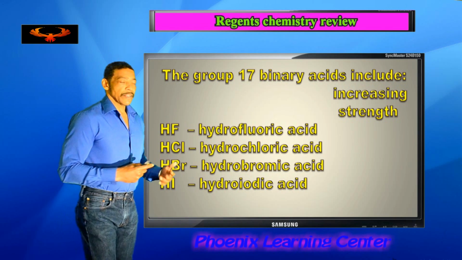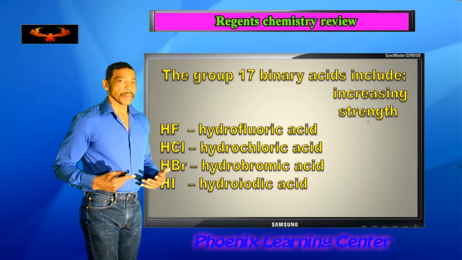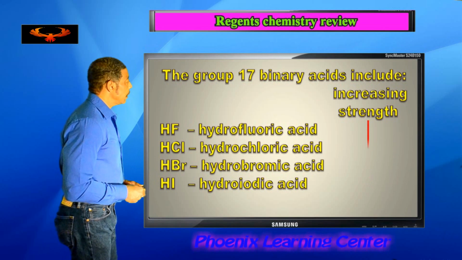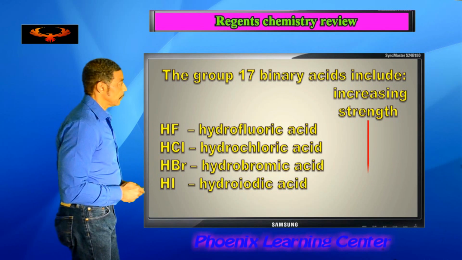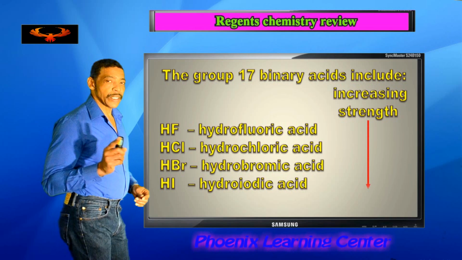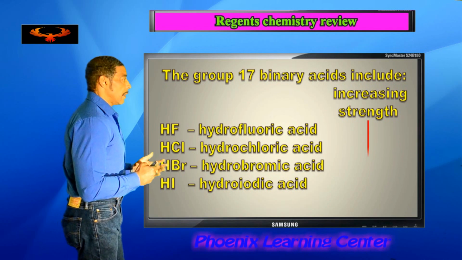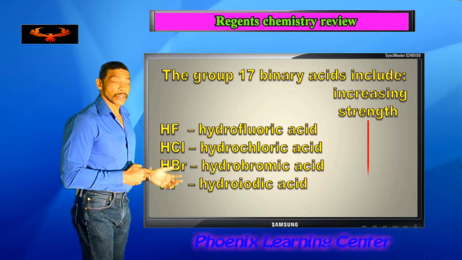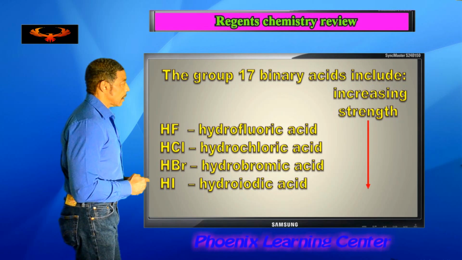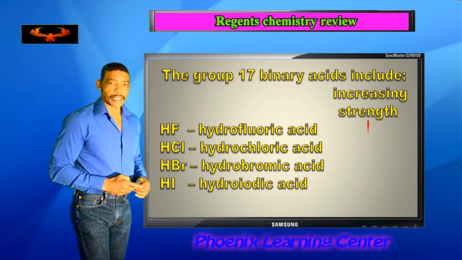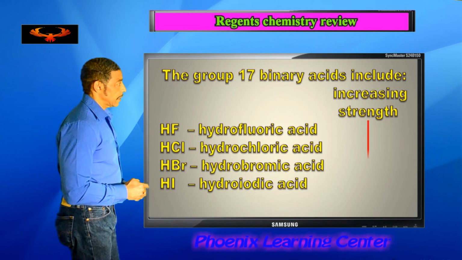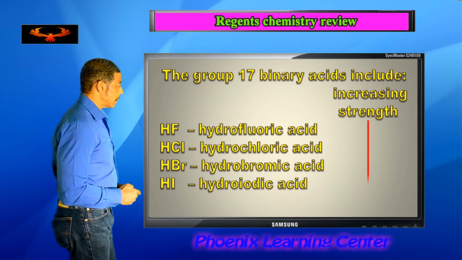The group 17 elements will all form binary acids. These acids are listed here in order of increasing strength, where the weakest acid is HF, hydrofluoric acid. Then we have HCl, hydrochloric acid, HBr, hydrobromic acid, and HI, hydroiodic acid.